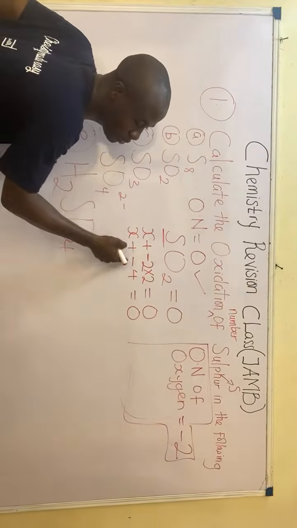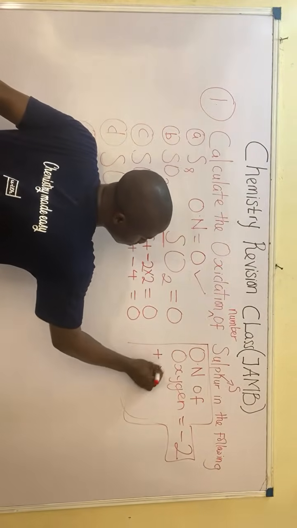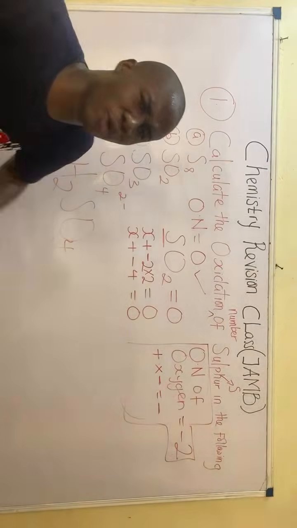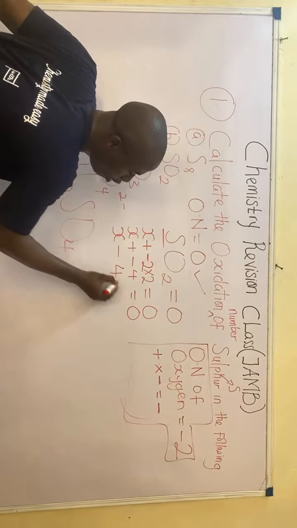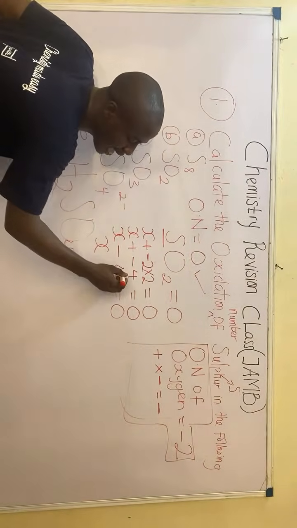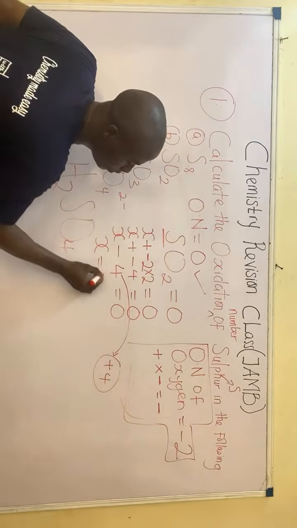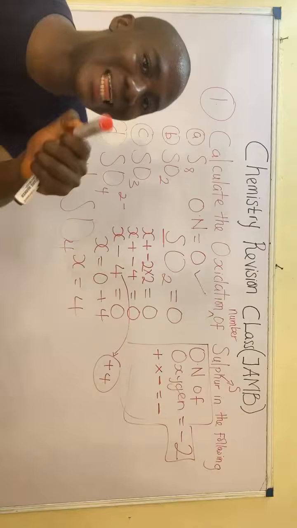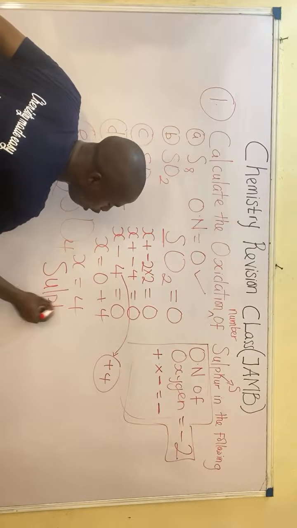So next, in mathematics, plus times minus is what? Minus. Minus is superior, so it will affect plus and plus will vanish, remaining just minus. So it's going to be x minus 4 is equal to 0. So what becomes x? This guy crosses over and becomes positive. So x is going to be 0 plus 4. So what will be x? 4. That is why this compound SO2 is called sulfur.